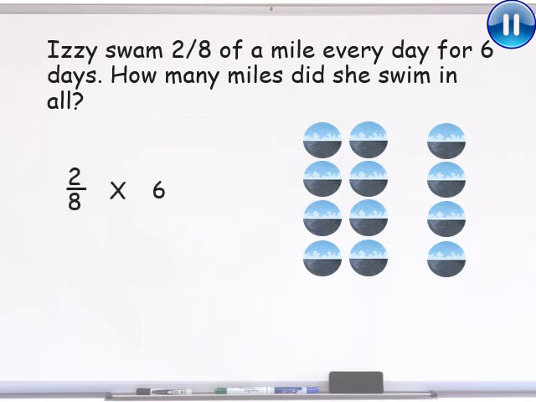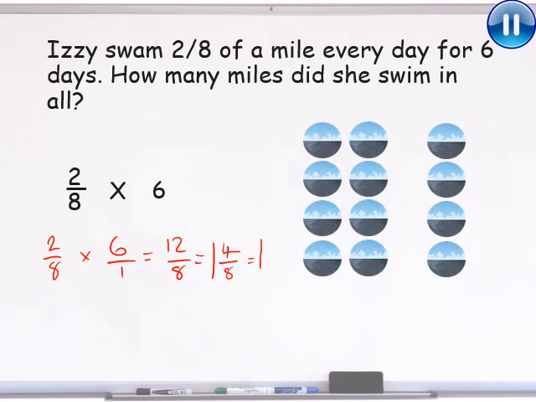Okay, you should have had it written down as 2/8 multiplied by 6. We've turned the 6 into a fraction, 6/1. 2 times 6 is 12. 8 multiplied by 1 is 8, and then 8 goes into 12 once. What's left over? That's right, we've got 4. So 4/8.